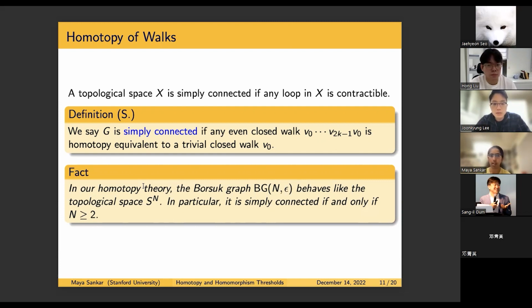The Borsuk graph essentially behaves like the topological space, the n-dimensional sphere. And a way to see this is if you have a walk in the Borsuk graph, you can sort of continuously extend it to a path in Sn. And then if you have a homotopy between 2 paths in Sn, you can discretize that homotopy to a graph homotopy between 2 walks on the Borsuk graph. So I'm waving my hands a little bit over that, but the idea is not only does the Borsuk graph behave like the sphere, it's simply connected if and only if the sphere is simply connected, because any homotopy in the sphere becomes a homotopy on walks in the Borsuk graph.